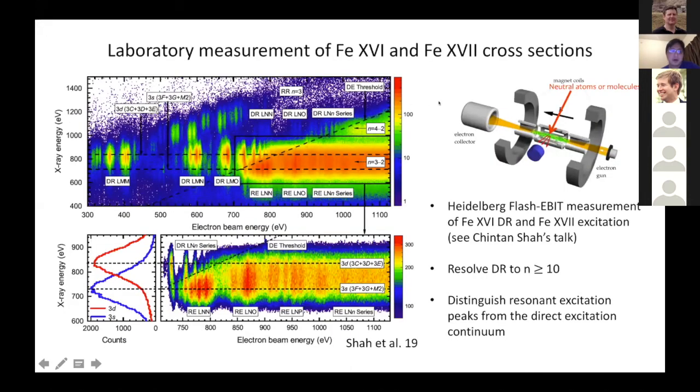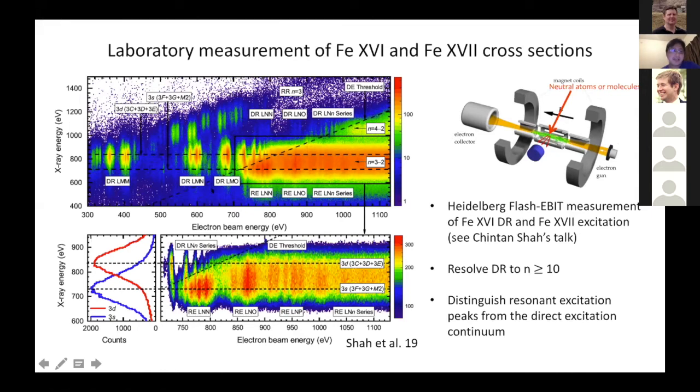There has been a long history in the laboratory of measuring this electron impact process of the iron L complex, in particular the sodium-like and the neon-like iron. And a recent revisit to the problem was done at Heidelberg using the FLASH-EBIT, which is a very efficient machine for measuring the collision strength in low-density corona-like plasma.